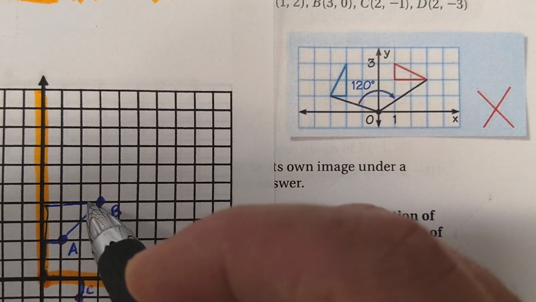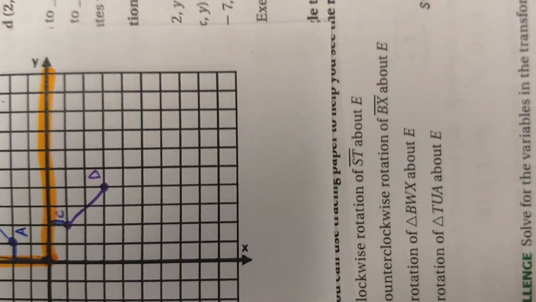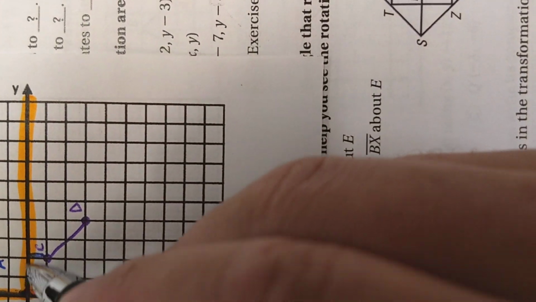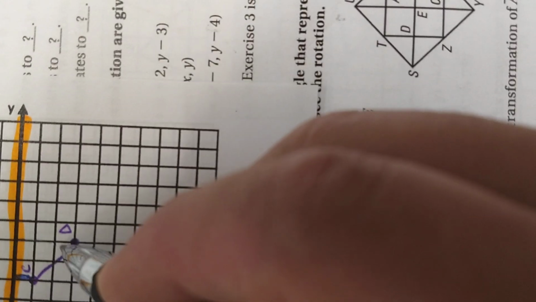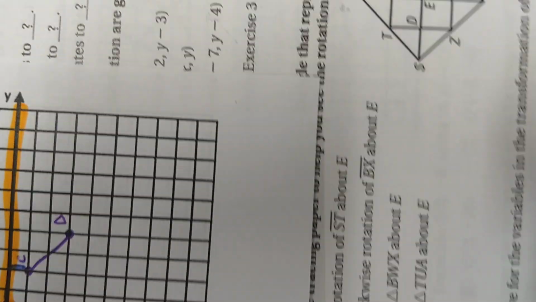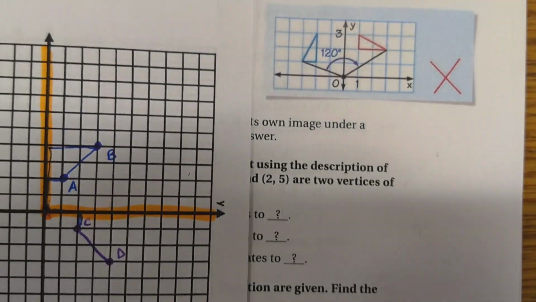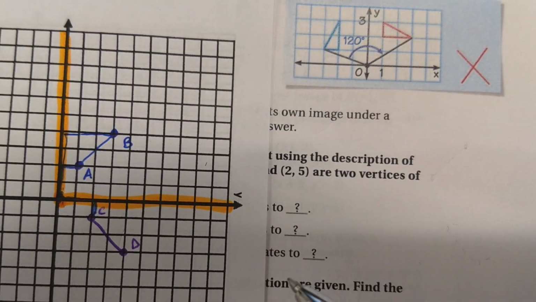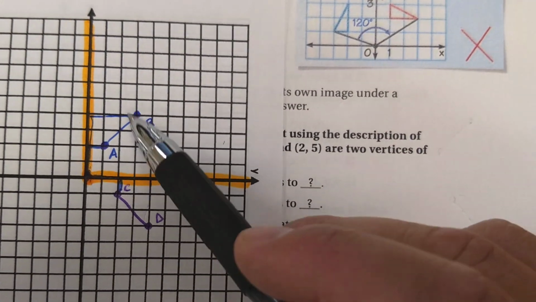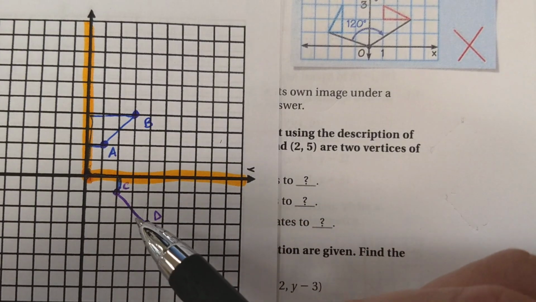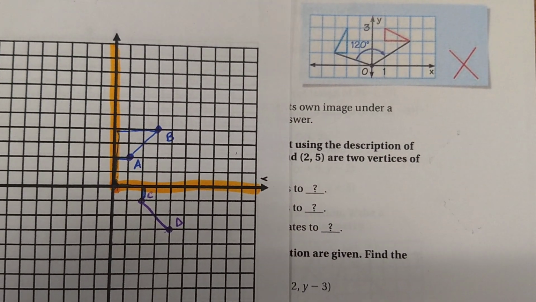Going back here to go from the origin to that further point, point B, I'm going up 4 and 3 over. Is that happening over here when I rotate about the origin? Up 4, 3 over. Yes, it is. Okay, so to get to those different points from the origin, it is the same distance in this line segment as it is here. That is indeed a rotation.